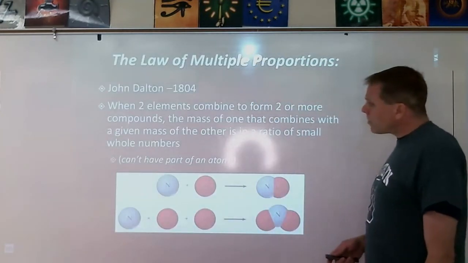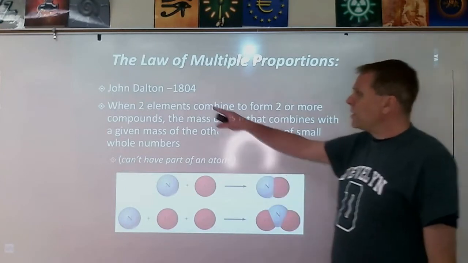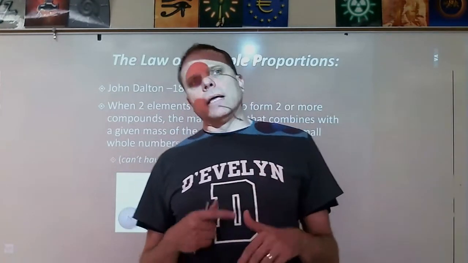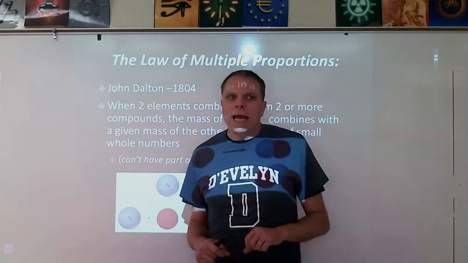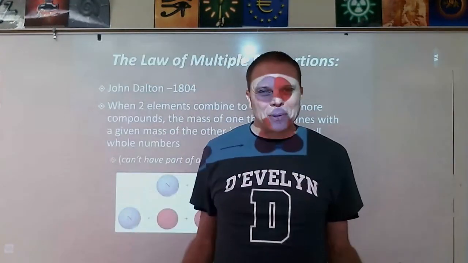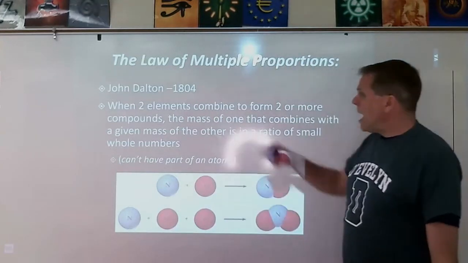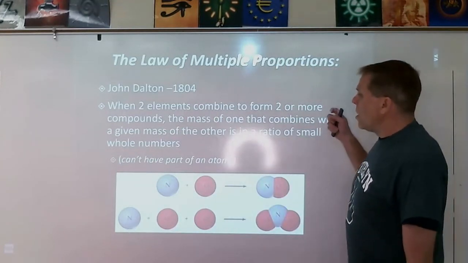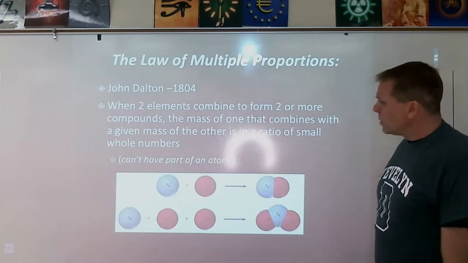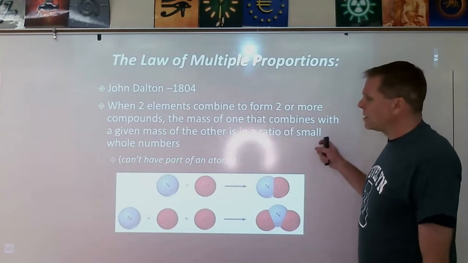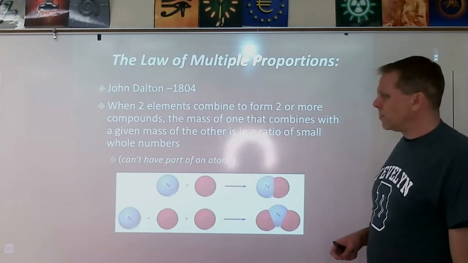Now, let's look at the law of multiple proportions. This was one that John Dalton actually came up with. We're going to go through Dalton's atomic theory in a bit, and his theory is kind of like a compilation of a few different people's work, but this is one that he actually came up with. 1804 is when he came up with it. When two elements combine to form two or more compounds, the mass of one that combines with the given mass of the other is in a ratio of small whole numbers.